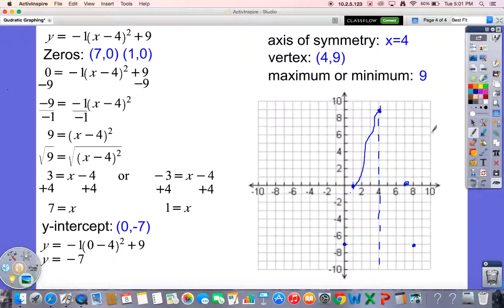Let me try drawing that again. There's that half. If I go back up, there we have our two halves of the parabola that look like mirror reflections.